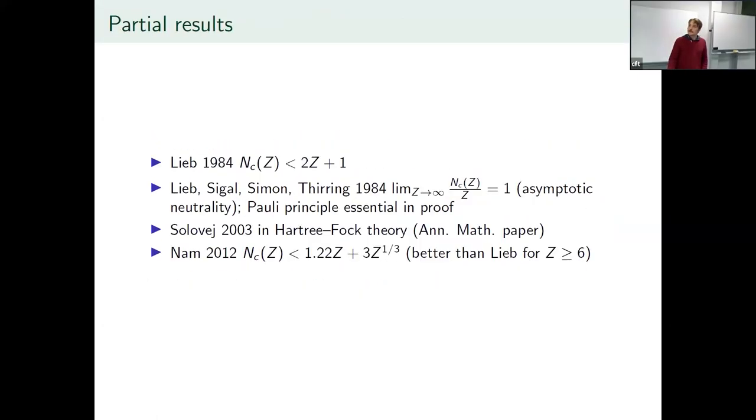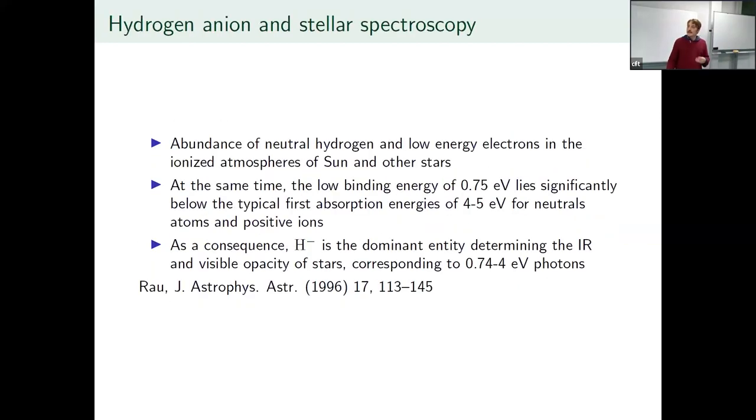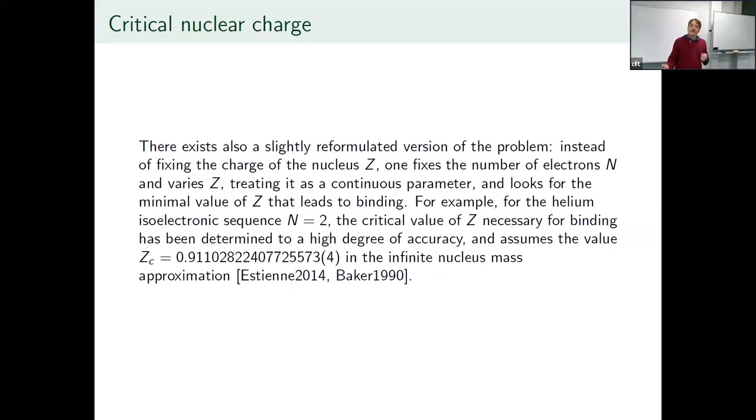So if I go back to the Hamiltonian, I change the Z and I treat it just like a coupling constant. Okay, I forget that in this unit it needs to be an integer. Let's assume it's just a coupling constant. Okay, and I ask, given n, how small can the Z be for the system to have a bound state? The minimum value of Z that allows you to have a bound state in the system, with Z treated as a coupling, is called the critical nuclear charge.